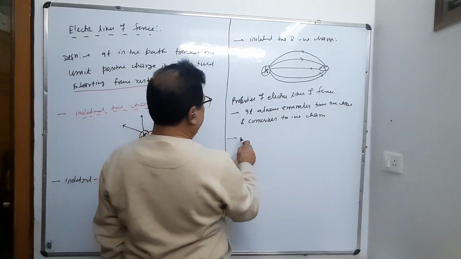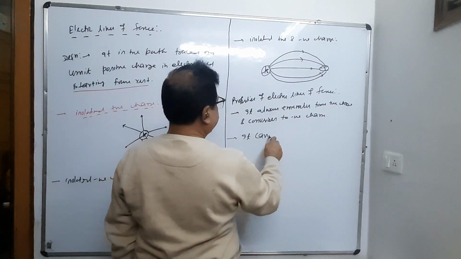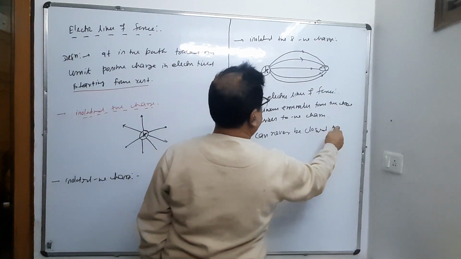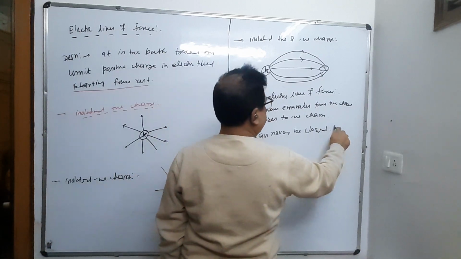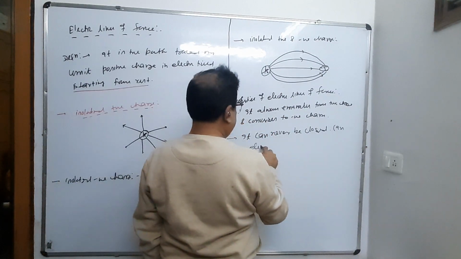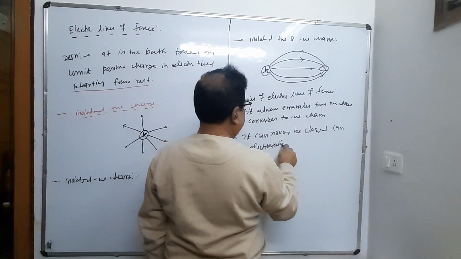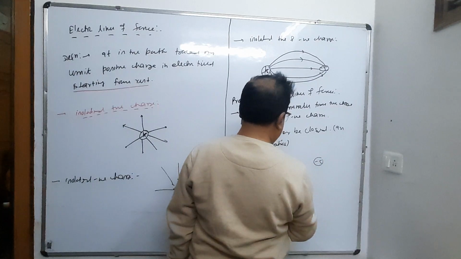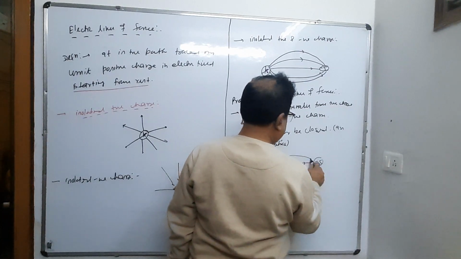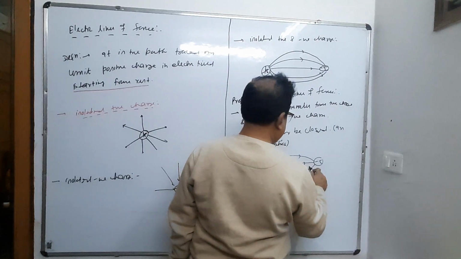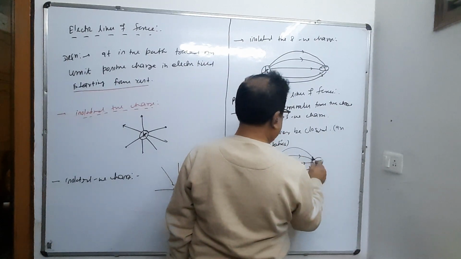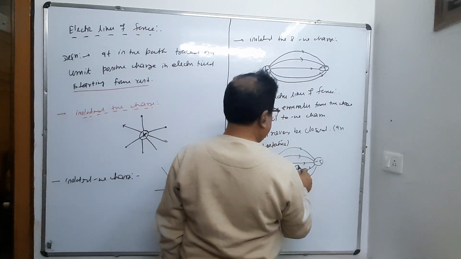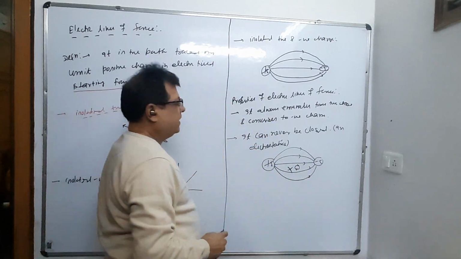So it can never be closed in electrostatics. Suppose for plus q and minus q, you are drawing like this, and suppose somebody writes this closed loop, right? So this is wrong. It can never be closed.